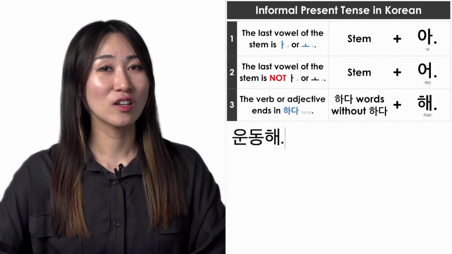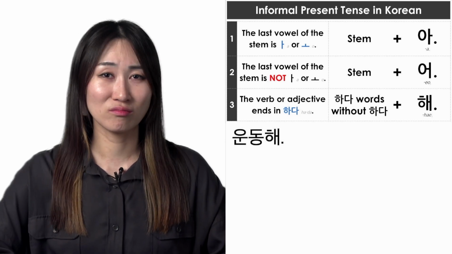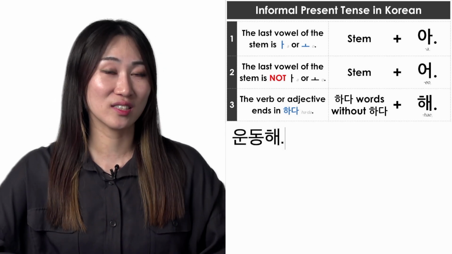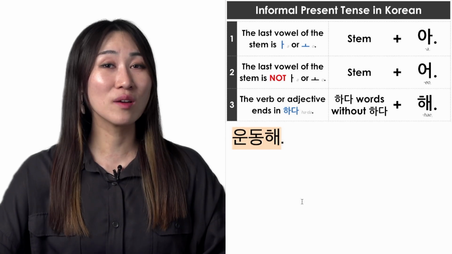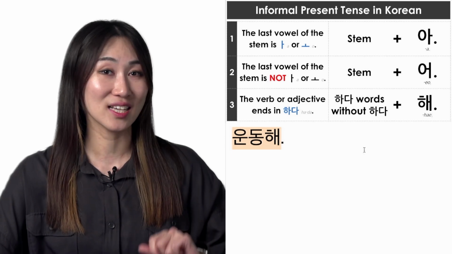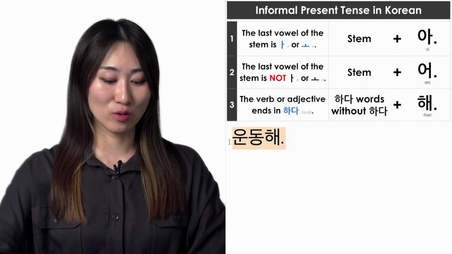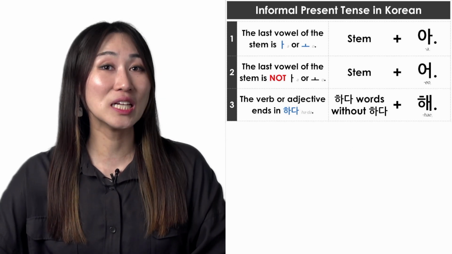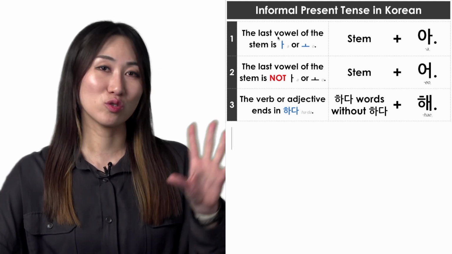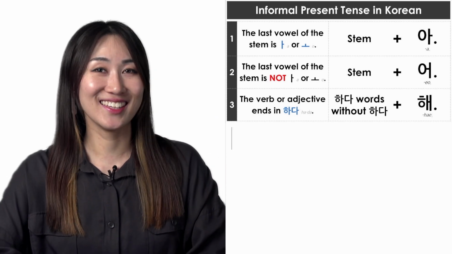So my friends, or my family member, my brother, is asking me, hey Keijin, what do you do at 2 p.m. on Sunday? Something like that. So I say, oh, I usually exercise. 운동해. I don't have to be too polite to my brother, so I'm just using this informal present tense. 운동해, I exercise. So this is very simple, I would say. If you know the polite present tense, this will be super simple. It's almost the same. Just remove 요 at the end.